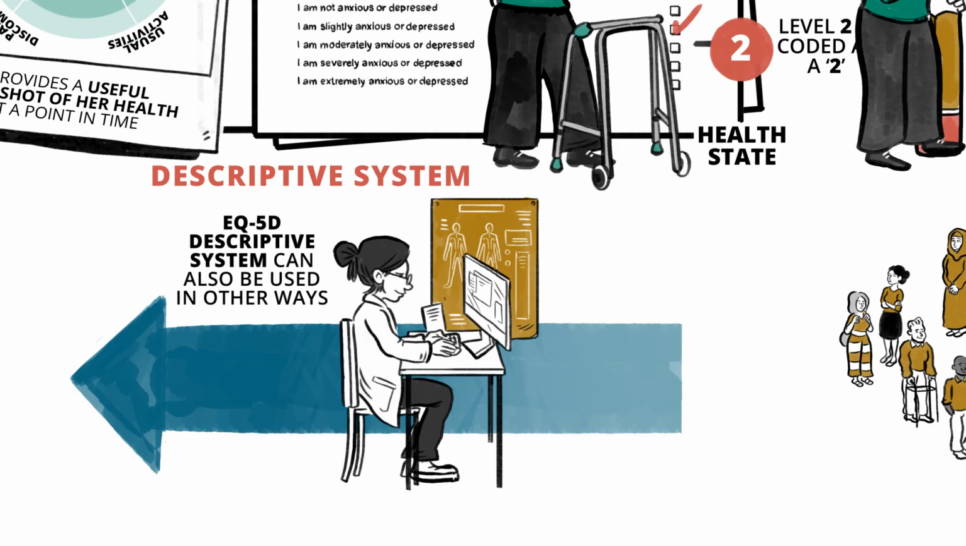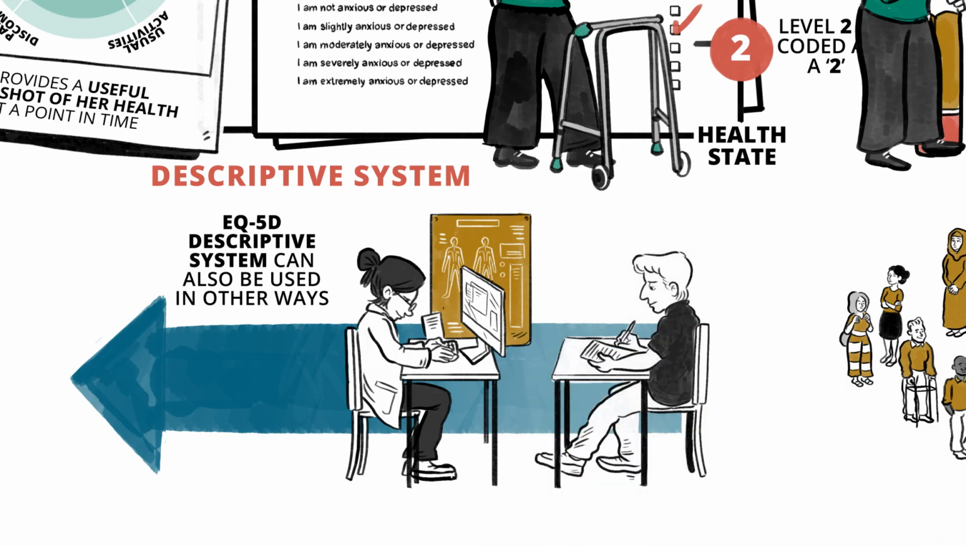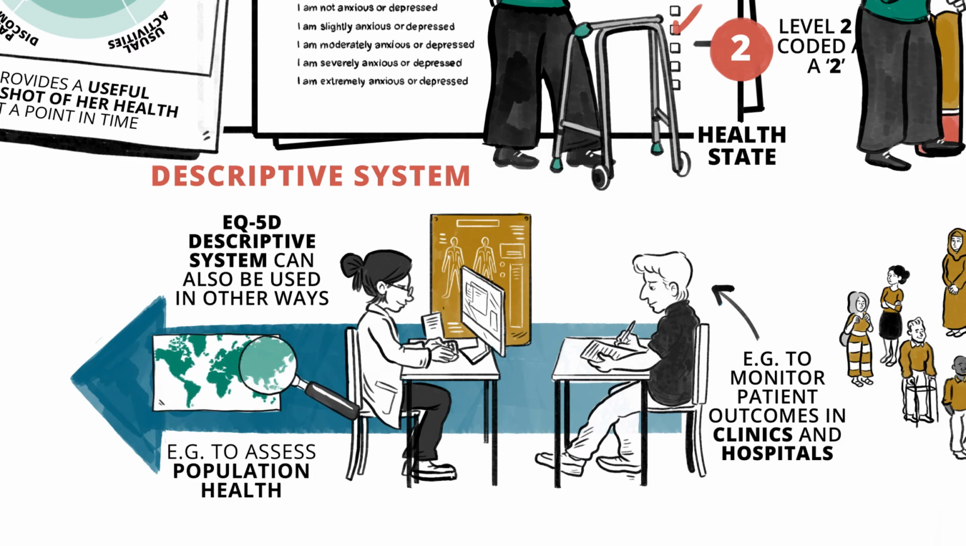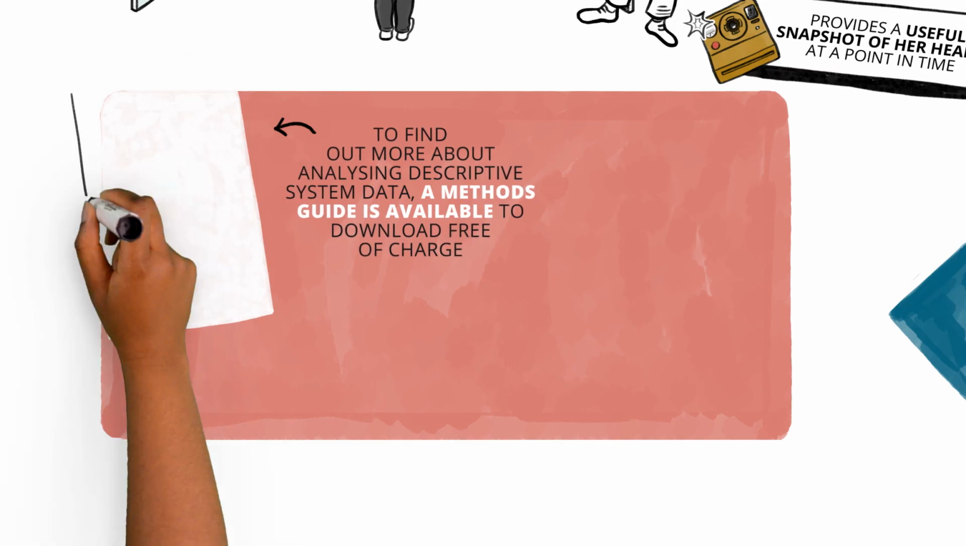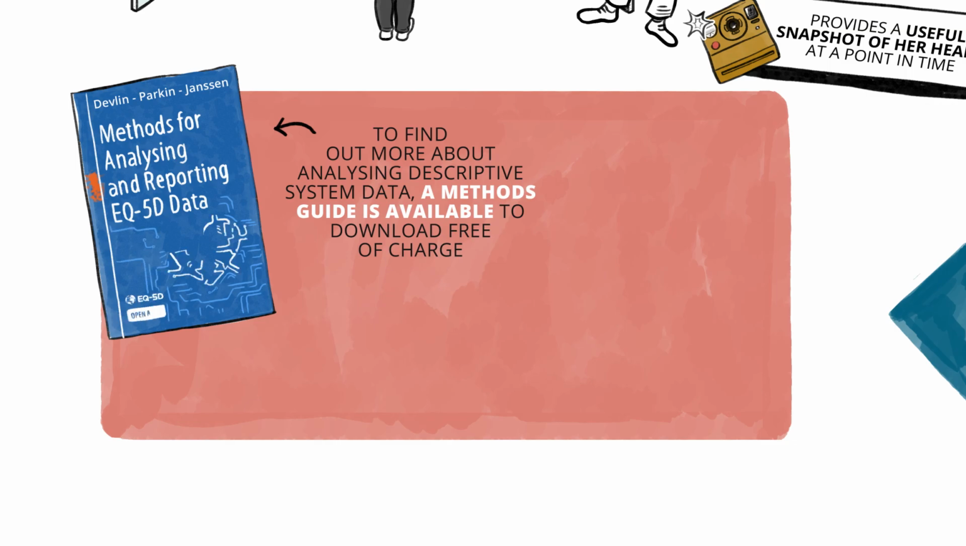The EQ-5D descriptive system can also be used in other ways, for example to monitor patient outcomes in clinics and hospitals or to assess population health. To find out more about analysing descriptive system data, a methods guide is available to download free of charge.